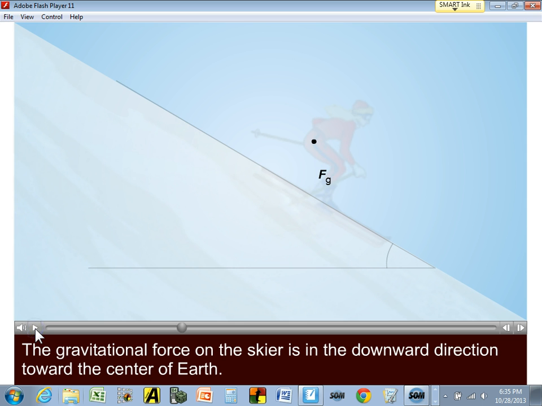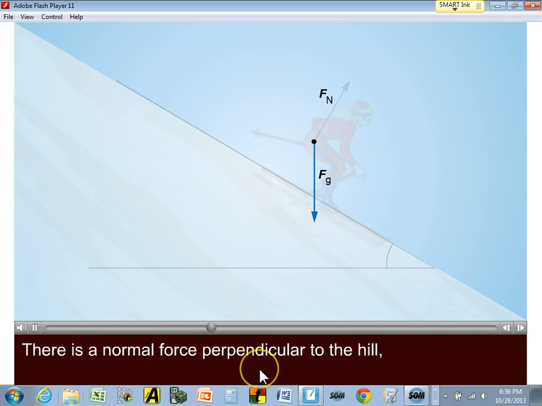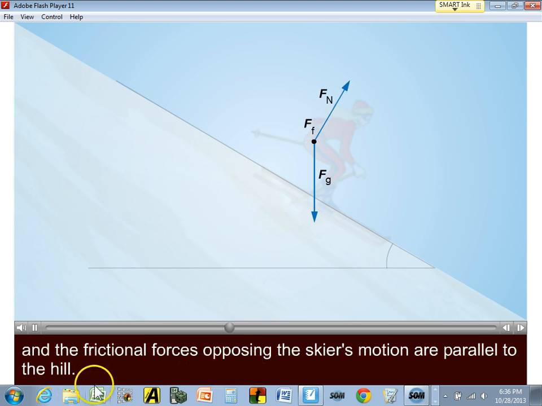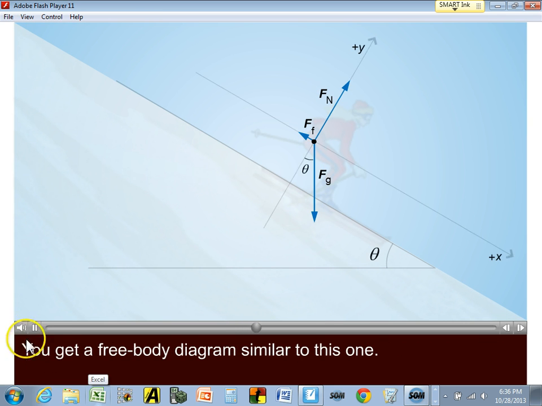The gravitational force Okay, here we are. That doesn't look right. on the skier is in the downward direction don't toward look the right at center all. of Earth. There is a normal force perpendicular to the hill, and the frictional forces opposing the skier's motion are parallel to the hill. You get a free body diagram similar to this one.